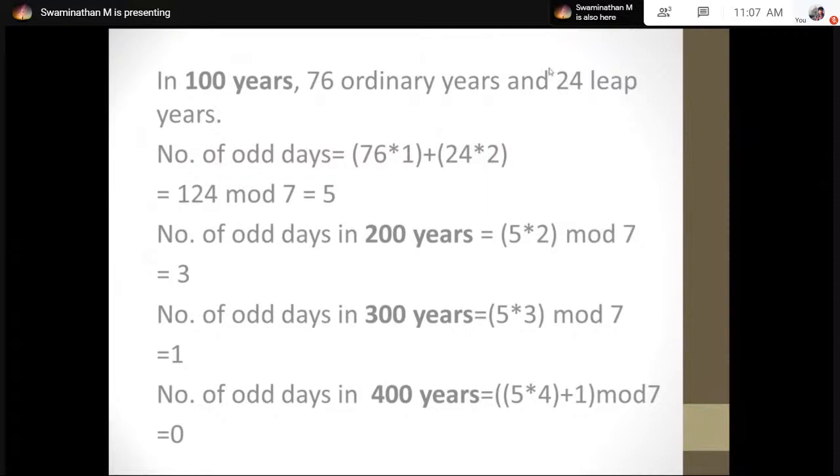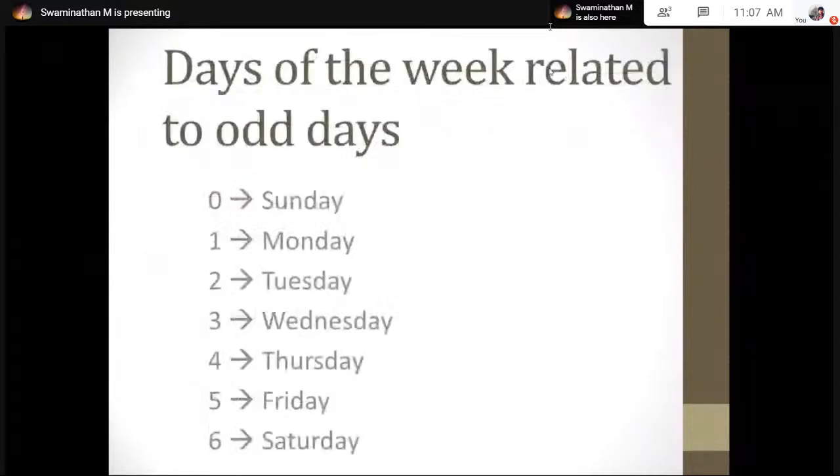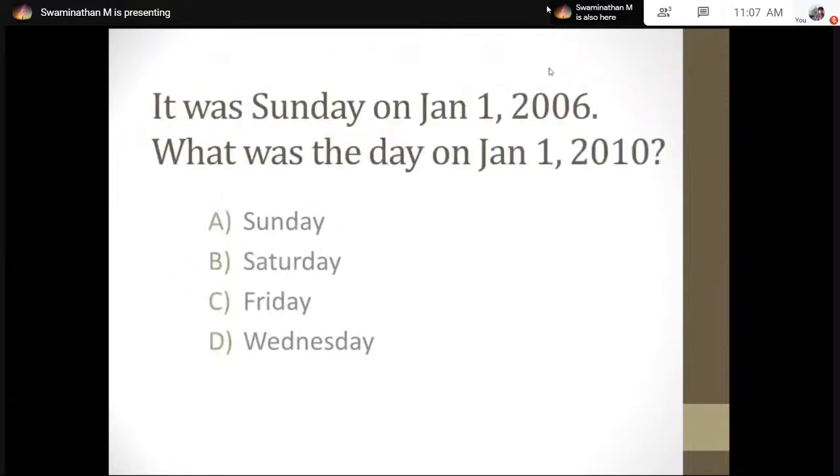Hope Arvind Rajendran's doubt is cleared. If not, kindly tell again. You can tell me. I will reiterate once again.